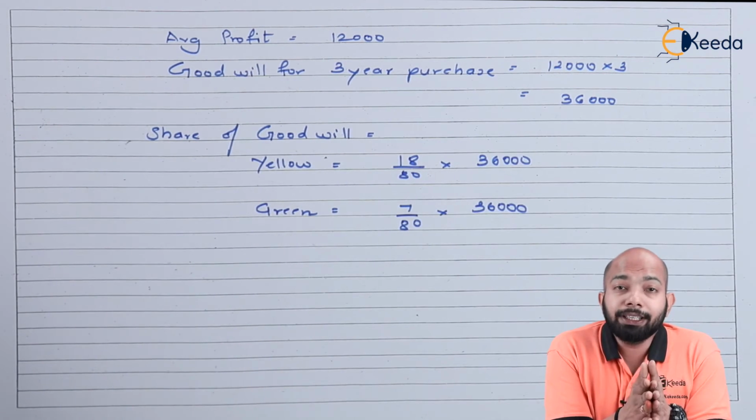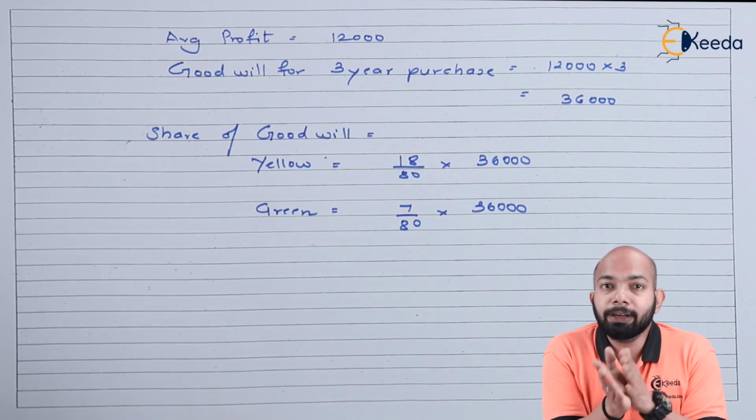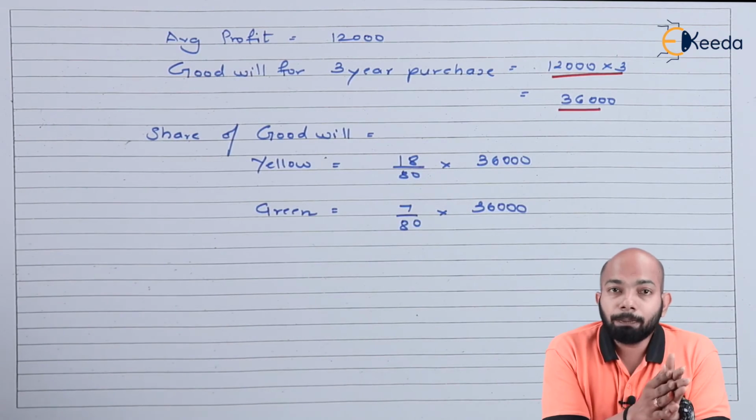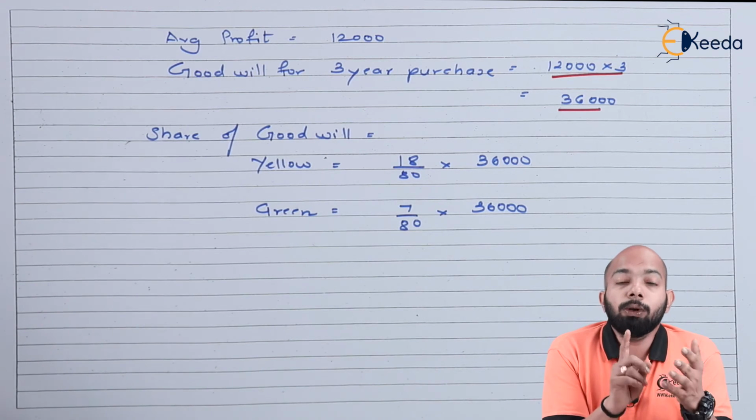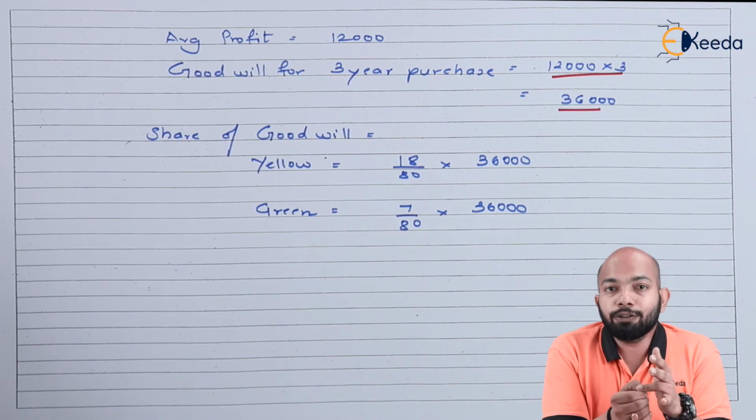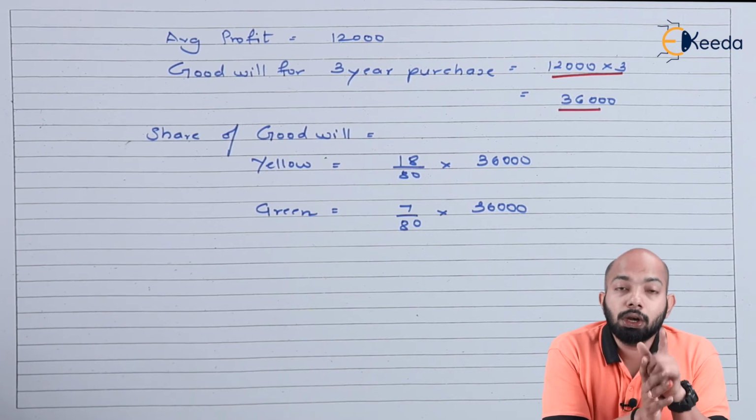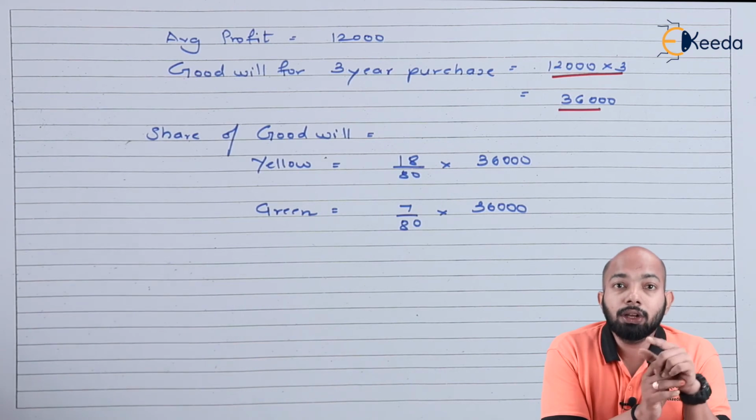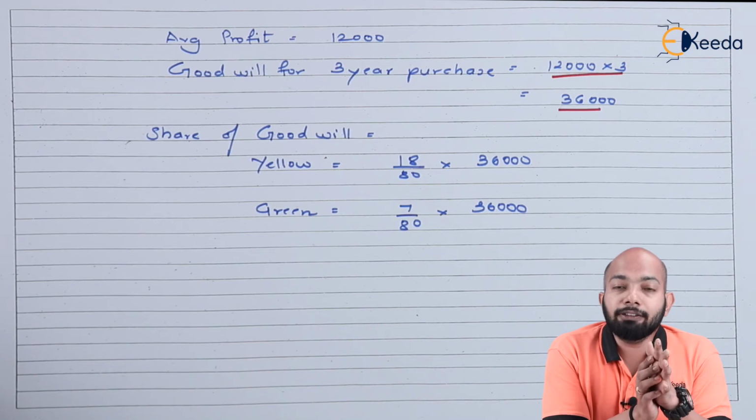So if the average profit has been determined as 12,000, goodwill for 3 years purchase will be 36,000, that is 12,000 multiplied by 3. Now the share of the partner, in either of the partners of the old firm, that is in yellow's account and in green's account, will be based on the calculation of goodwill itself using the sacrificing ratio. So 36,000 will be multiplied with the sacrificing ratio of each partner that was calculated earlier. So for yellow it was 18 upon 80 and for green it was 7 upon 80.